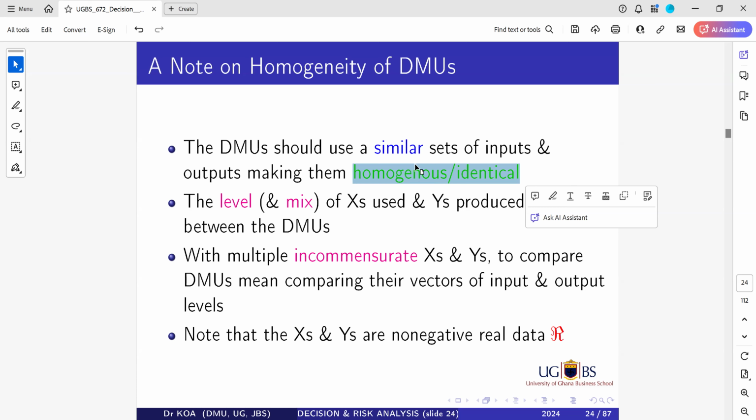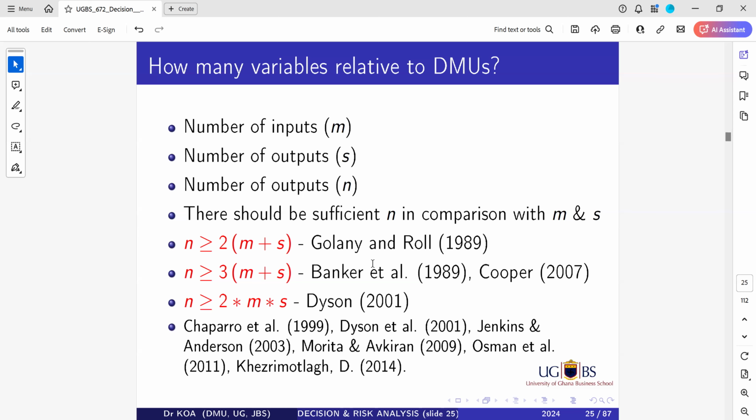Now, next, the levels of the inputs used can vary. The inputs must be commensurate. In other words, they must be comparable, with a vector of inputs and a vector of outputs that look similar. And some of the inputs might be more than others. That is fine. So you can have GCB Bank having more deposits than maybe EcoBank. That is acceptable. But the key point is that they must all have deposits.